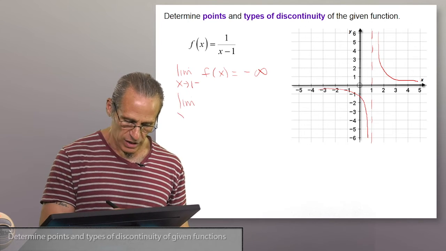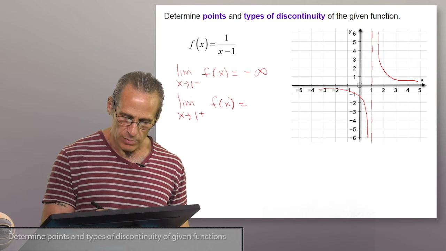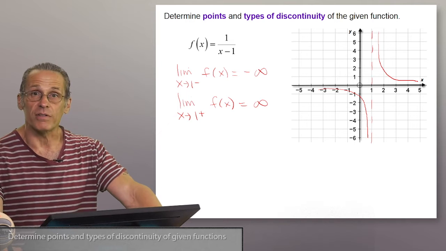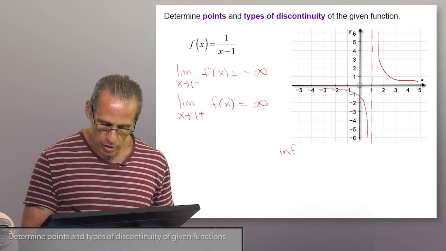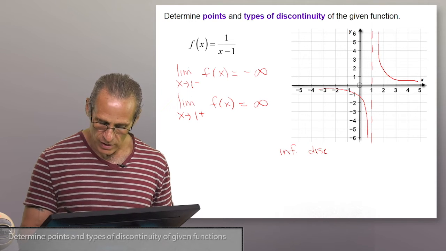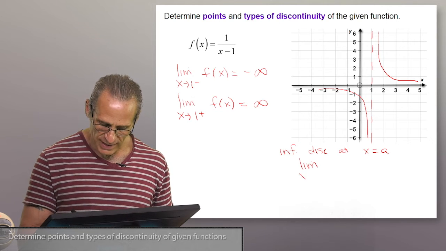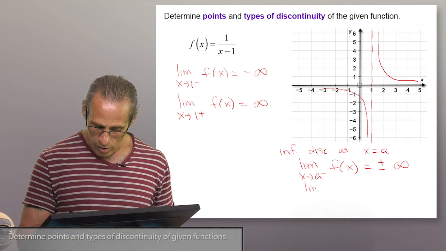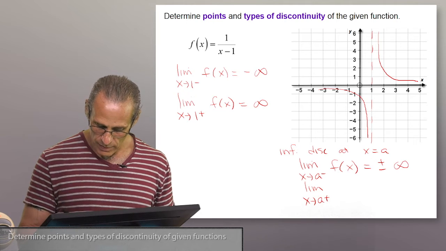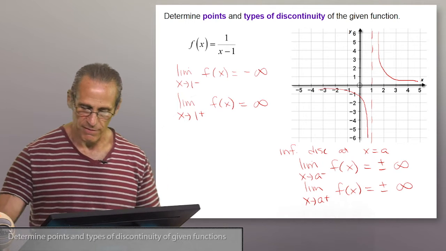And when I take a look at the limit as x approaches 1 from the right, well, as I near 1 from the right, the branch is going up. It's shooting to positive infinity. This type of discontinuity where you have asymptotes is called an infinite discontinuity at x equals a. And this will occur when either the left-hand limit as I approach the function is equal to infinity or negative infinity, or the right-hand limit of this function as x approaches a is infinity or negative infinity.